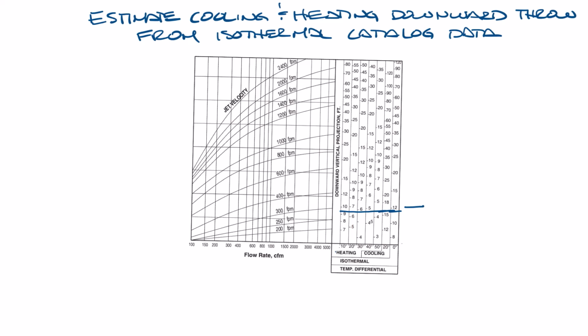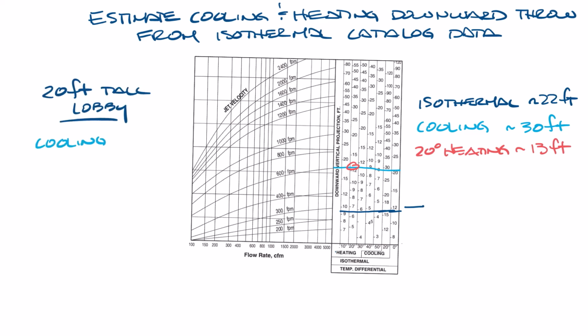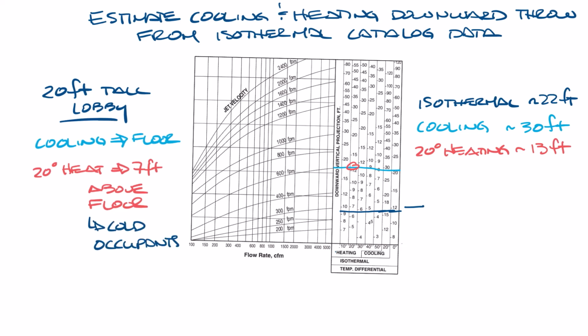Another way to look at it is for a given velocity, say 600 feet per minute. The isothermal downward throw would be about 22 feet. But in cooling, that would throw to about 30 feet, and with a 20-degree delta T for heating, it would throw about 13 feet. So if this is a 12-foot tall lobby, in cooling you would get the cold air all the way down to the floor and then some, but in heating, the air would only go to about 7 feet above the floor, which means that occupants could be cold in the winter.